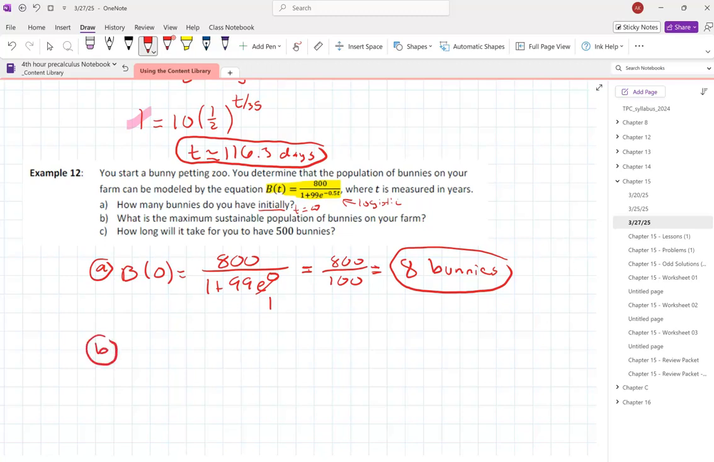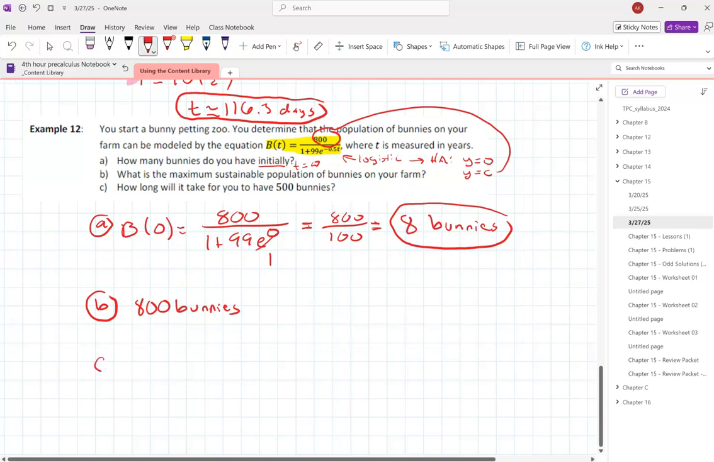Part B says, what is the maximum sustainable population for your farm? Well, remember, logistic functions have 2 horizontal asymptotes, one at 0 and the other at C, where C is just the numerator. So that's it for part B. Just recognizing that it was logistic was all I needed there. My farm apparently can support 800 bunnies. That's crazy. That's a lot of bunnies.